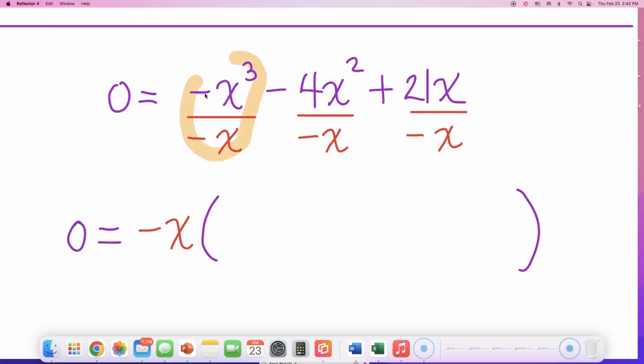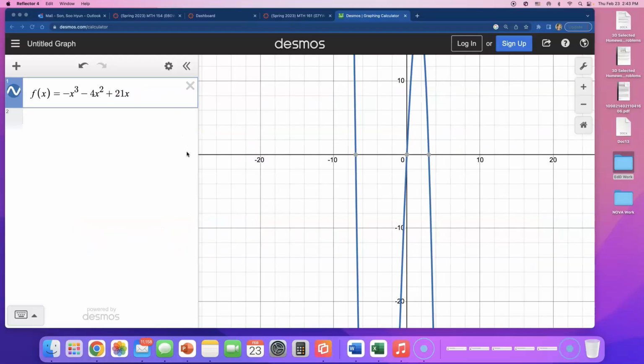Negative divided by negative will turn into positive, right? Negative divided by negative turns into positive. Look, I have x to the third power divided by x to the first power. If you simplify that, you will get x squared. All right, let's focus on the next one.